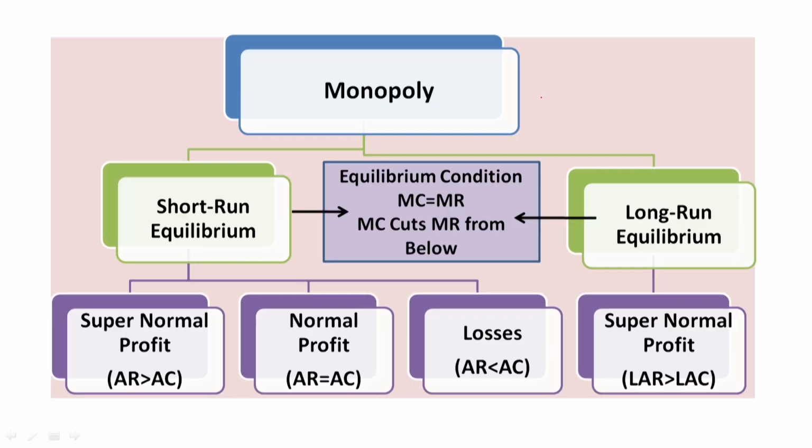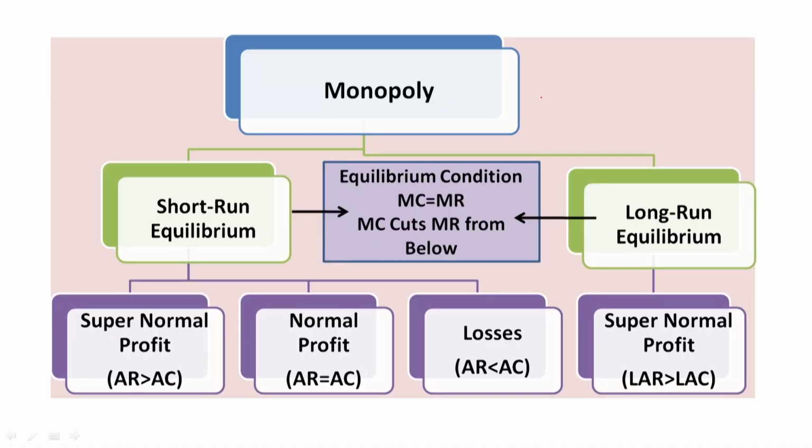Monopoly. In monopoly, there is also the equilibrium of the firm. Firm equilibrium is decided on two bases, short run and long run. In short run, there can be three possibilities for the firm to earn: supernormal profit when AR is greater than AC, normal profit when AR is equal to AC, and losses when AR is less than AC.